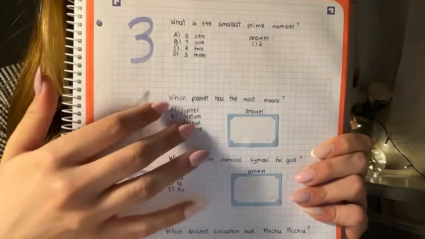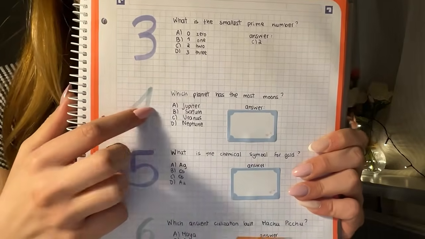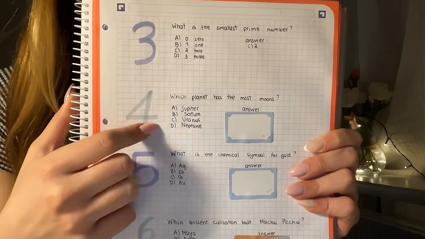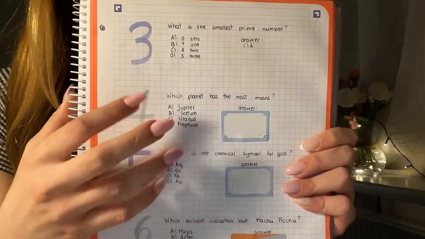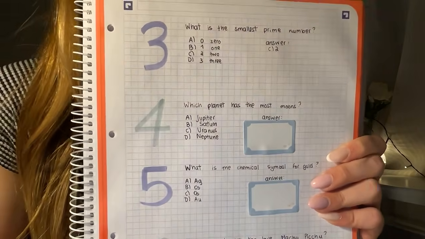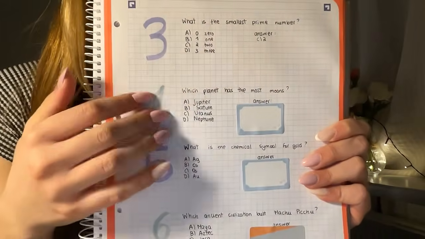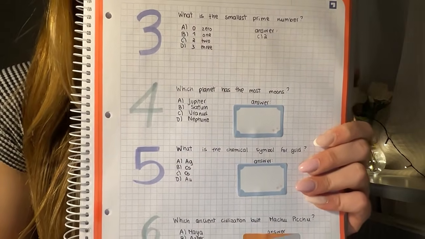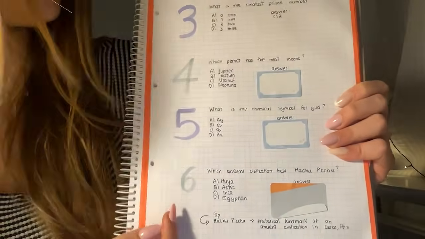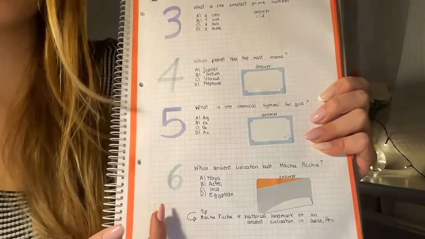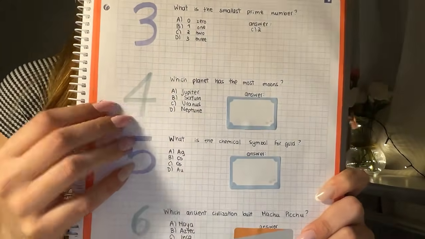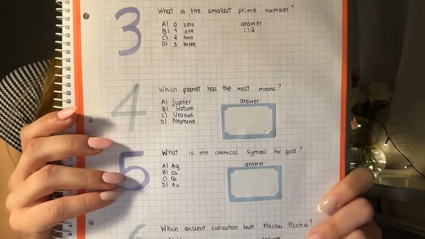Giving you some time to think about this one. It's either Jupiter, Saturn, Uranus, or Neptune. A, B, C, or D. What is your guess for question number 4? What is your guess? Do you have your answer locked in?